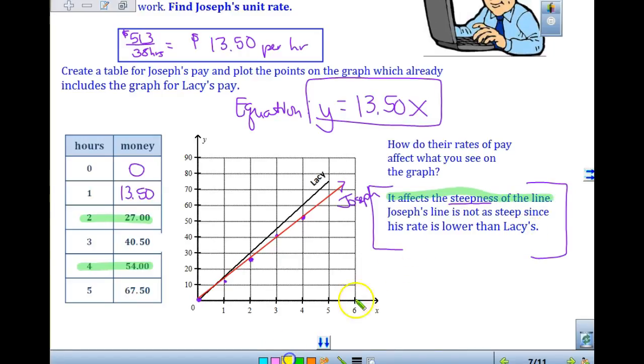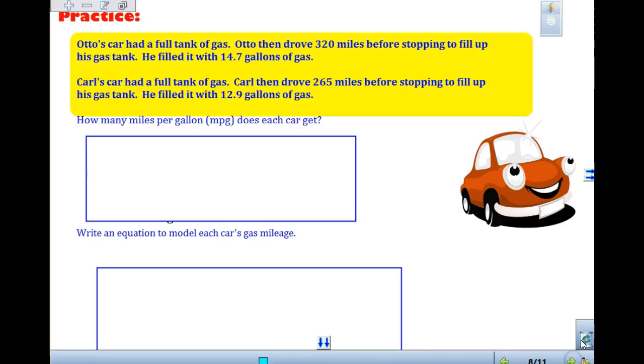Because Joseph's line is not as steep, his pay rate is actually less than Lacey's, right? Which we knew: he was making $15 an hour, she's $13.50. He's making less. Okay. So now we want to finish this last part. We have our equations, so we understand how to write an equation. You're going to be asked to do that in your homework.